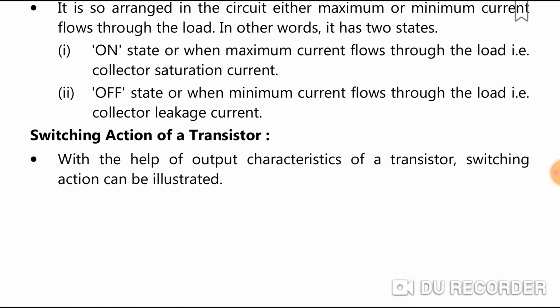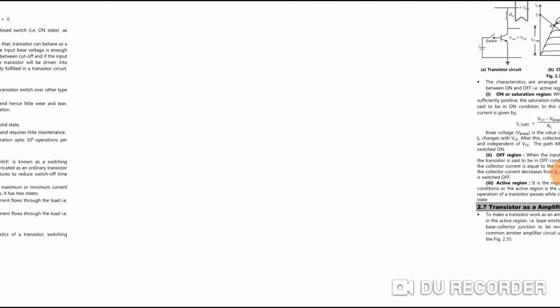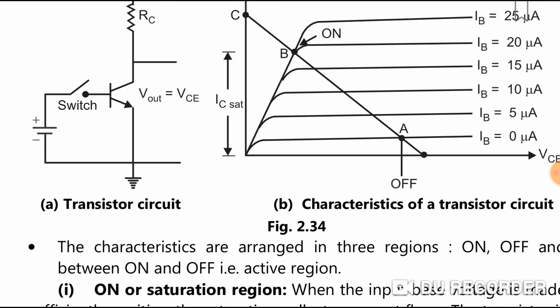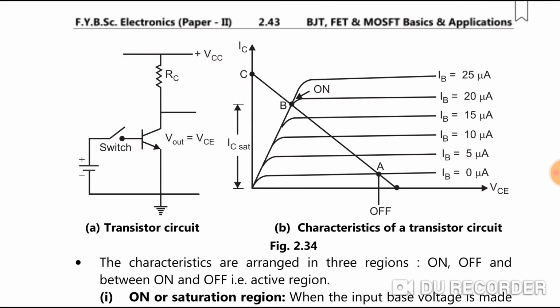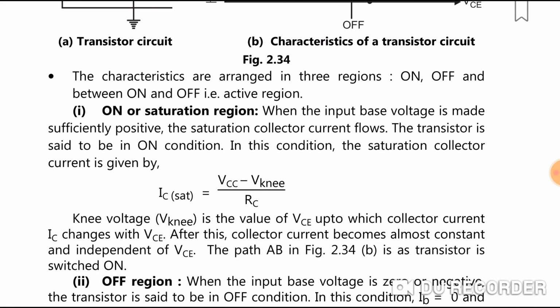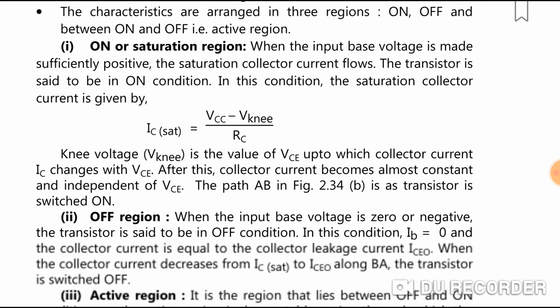Now what is the switching action of a transistor? With the help of the output characteristic of a transistor, switching action can be illustrated. This is a transistor circuit. You just see this is the characteristic of the transistor circuit. The characteristics are arranged in three regions: on, off, and between on and off, that is the active region.